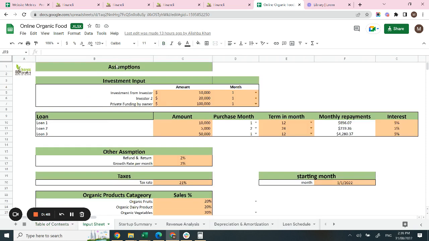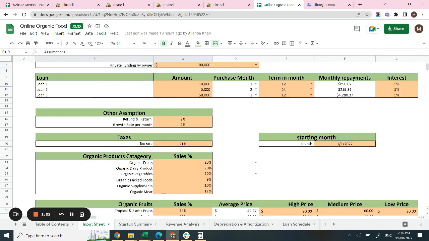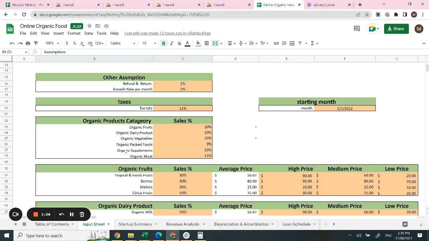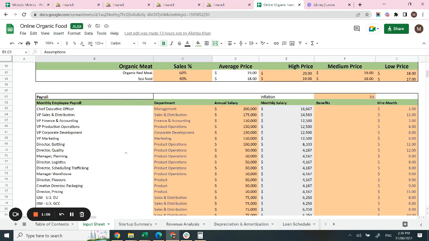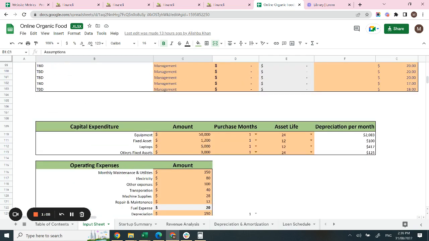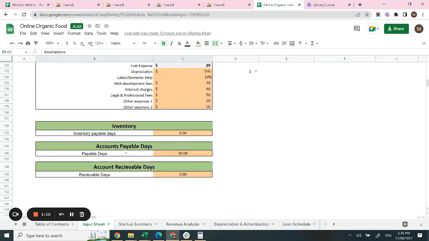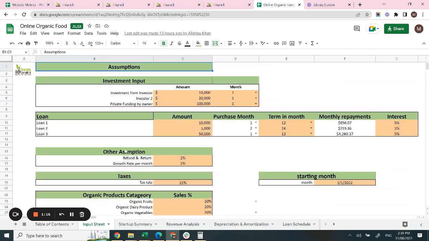Starting with the input sheet. The input sheet is the key area where you can add business specific information. As you can see, the highlighted area can be changed according to your financial assumptions. It includes investment, loan, other assumptions, taxes, product categories, payroll, capital expenditure, operating expenses, inventory, accounts payable, and accounts receivable in days.